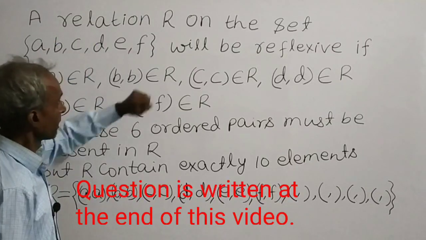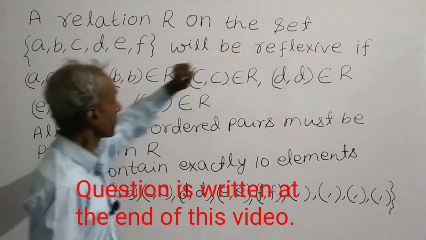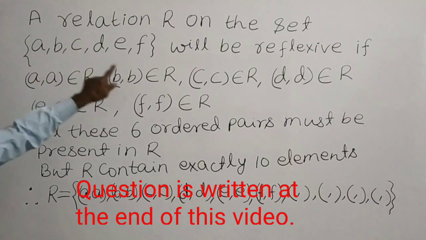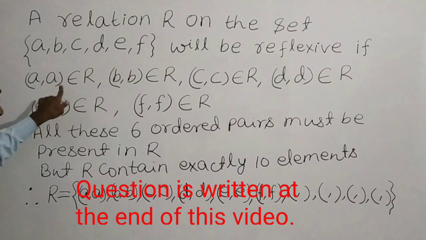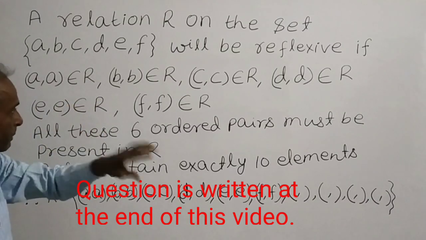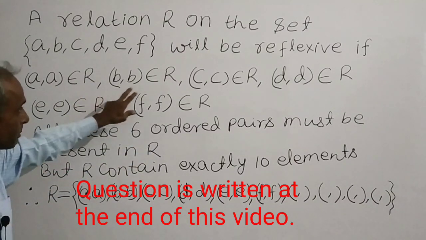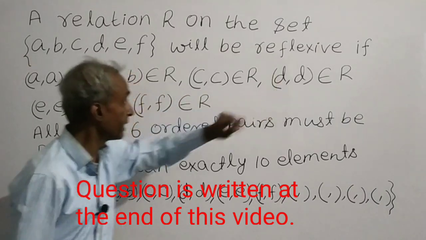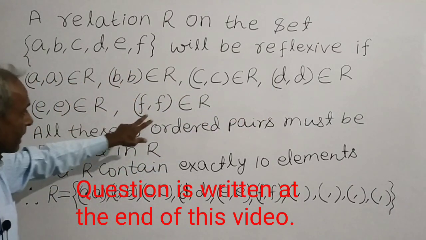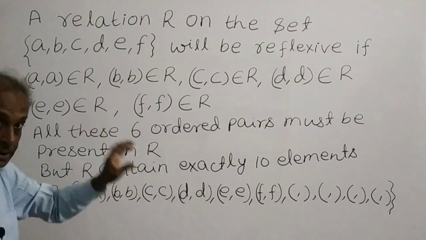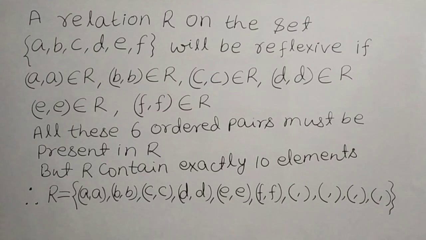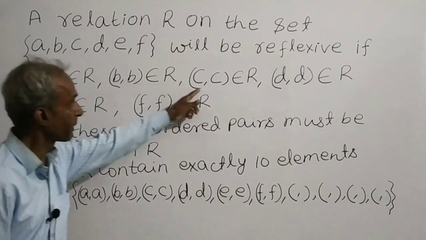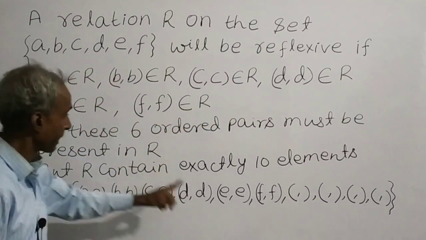A relation R on the set will be reflexive if these six ordered pairs AA, BB, CC, DD, EE and FF are present in R. That means in R, these six ordered pairs must be present.